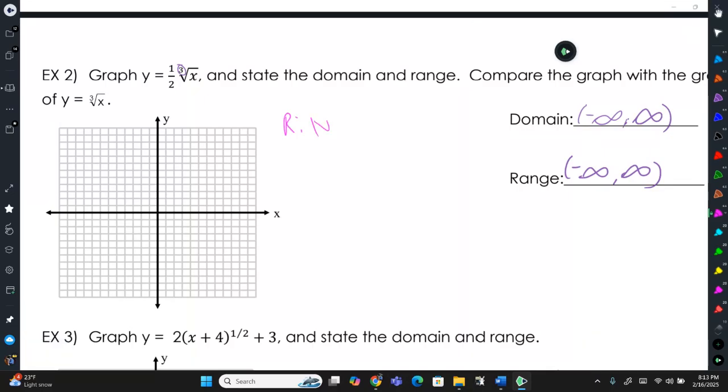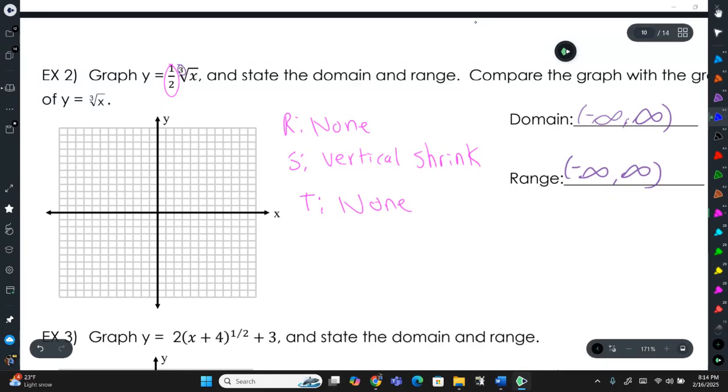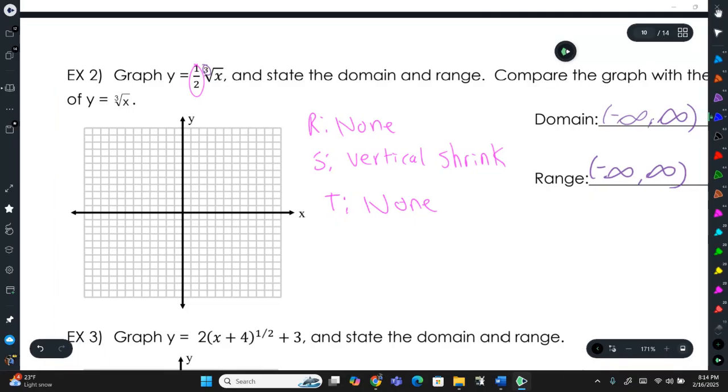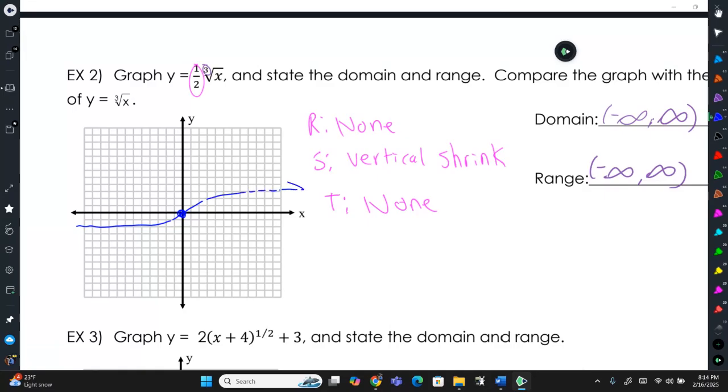Comparison. There is no reflection. Shrink or stretch, that's a 1/2 in front, so a vertical shrink. And translation, there is no translation here. So we're going to plot that 0, 0 point, and then we're going to draw our sideways snake. So it's going to start this way, come up and touch the point, and go that way. So that is 1/2 times the cube root of x.